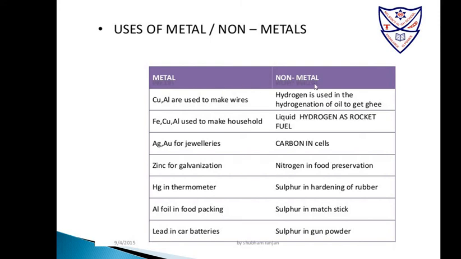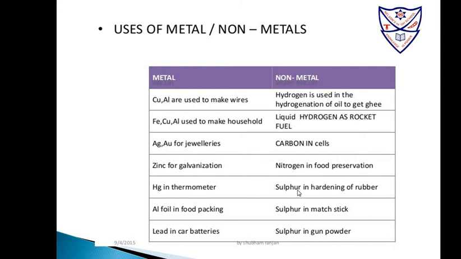These are the uses of metals, and some uses of non-metals: hydrogen is used in the hydrogenation of oil to get ghee. Liquid hydrogen is used as rocket fuel. Carbon in cells, nitrogen in food preservation. Like in the packets, Lay's packets, wafer packets, some gas is present inside. So which gas is that? It's nitrogen gas, which will not affect the crispiness.